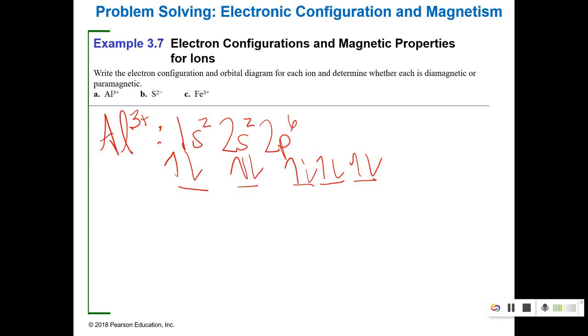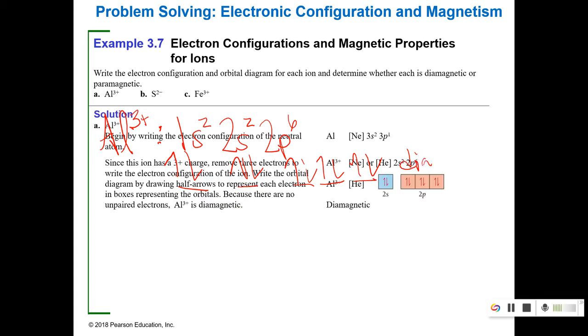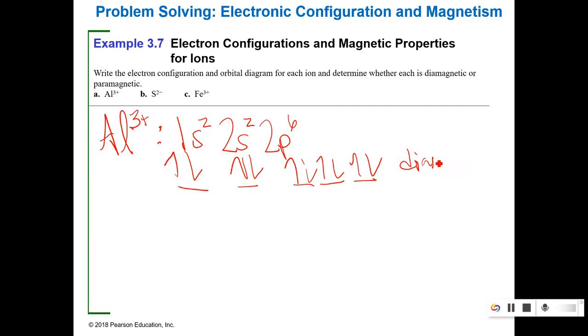All right. This is diamagnetic. Yep. Because everything is paired. Okay, let's look at S2 minus. So 2 minus means it gained 2. We look like argon.